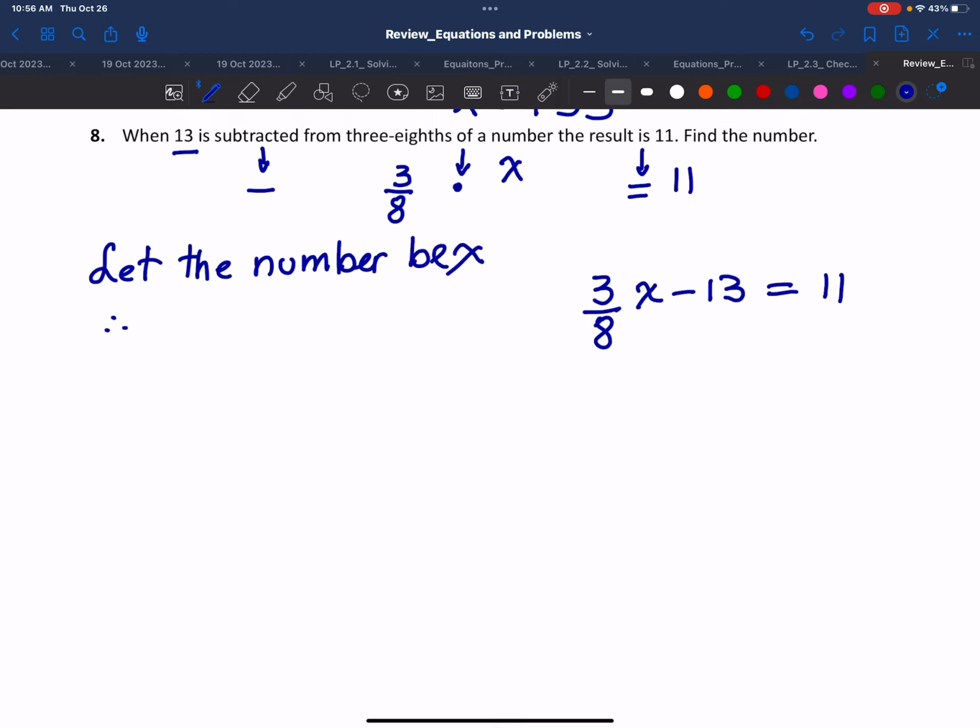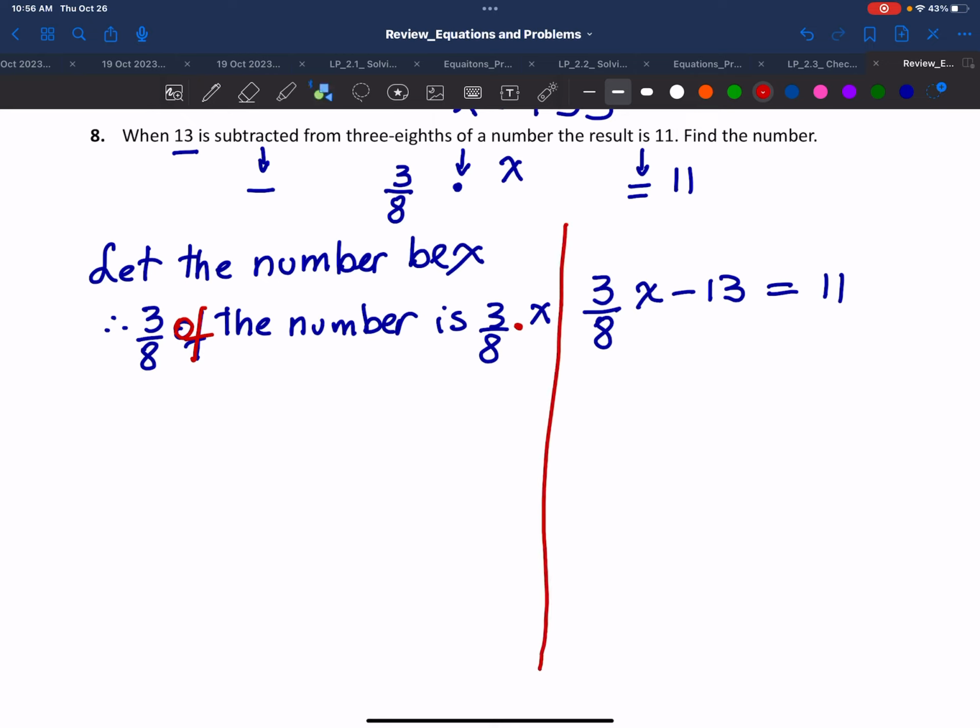And the 3/8 of the number is 3/8 times x. That's because, again, when we say "of," we mean multiplication. So now we are trying to solve the equation for x.